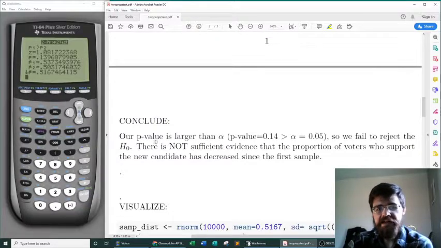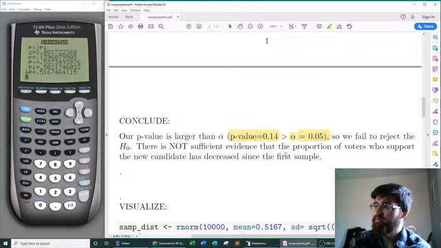So we've decided our p-value, 0.14, is actually larger than alpha. So we were going to say this was significant only if the chance of this happening was less than 5%. We actually found out that the chance of this happening just due to random chance is 14%. So that's bigger than alpha, so we fail to reject the H0.